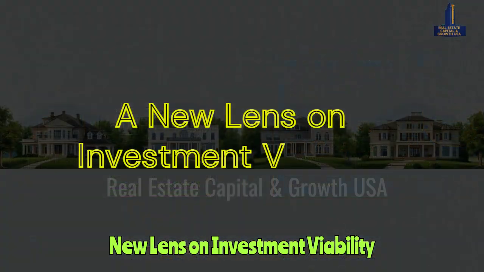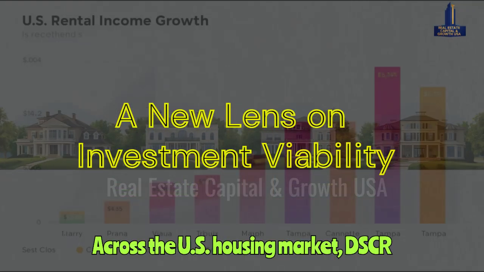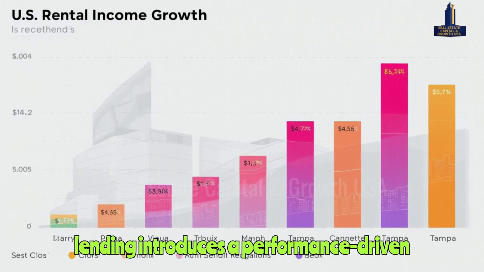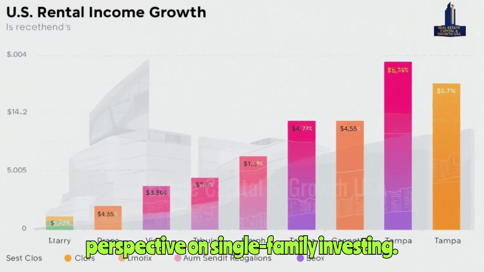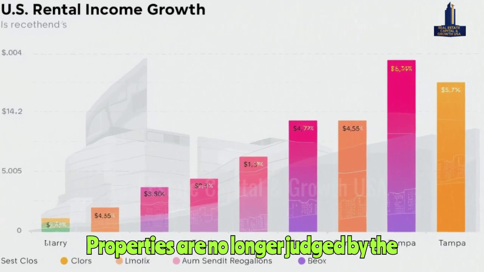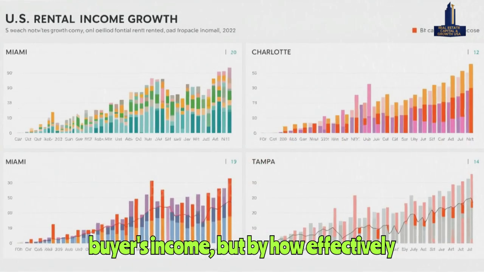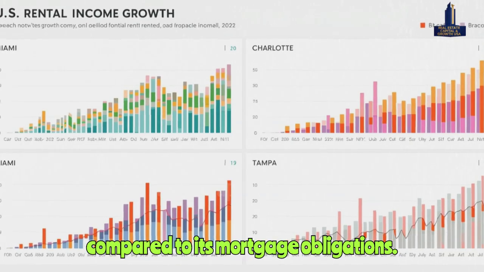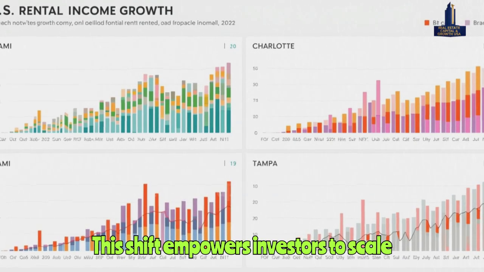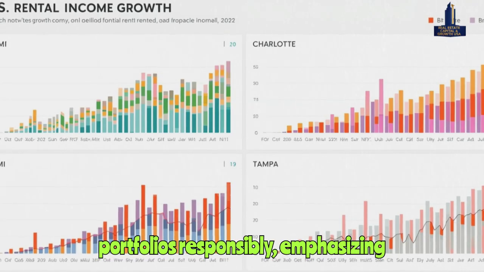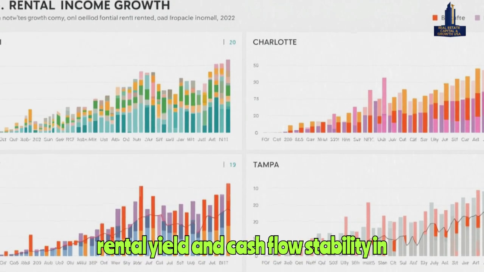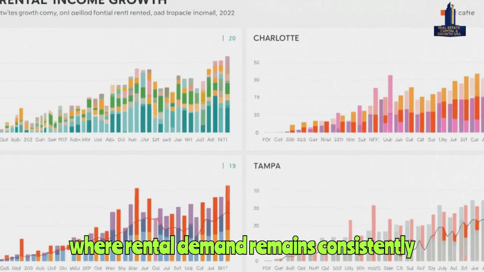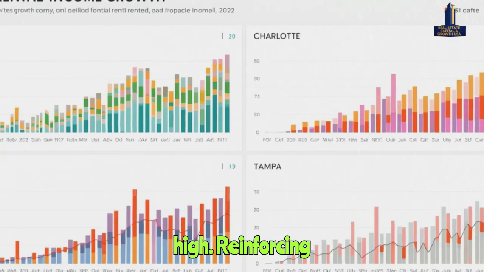A new lens on investment viability. Across the U.S. housing market, DSCR lending introduces a performance-driven perspective on single-family investing. Properties are no longer judged by the buyer's income, but by how effectively the property generates rental income compared to its mortgage obligations. This shift empowers investors to scale portfolios responsibly, emphasizing rental yield and cash flow stability in regions like Florida and North Carolina, where rental demand remains consistently high.